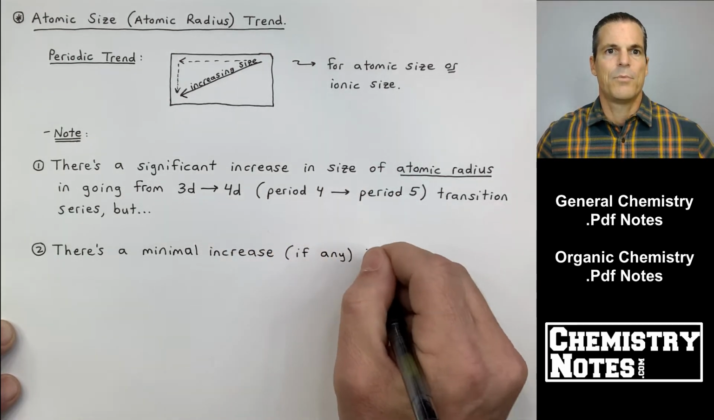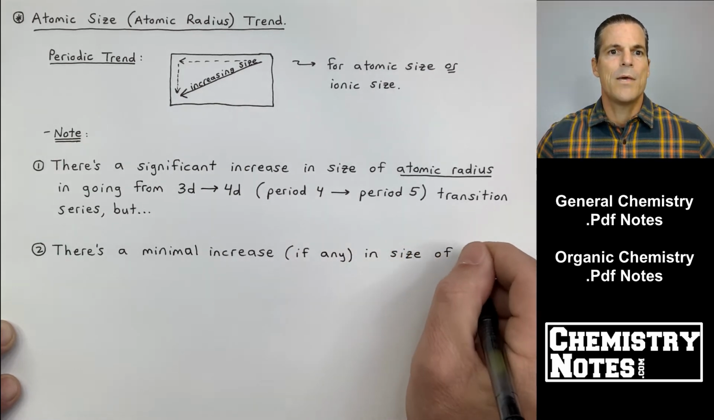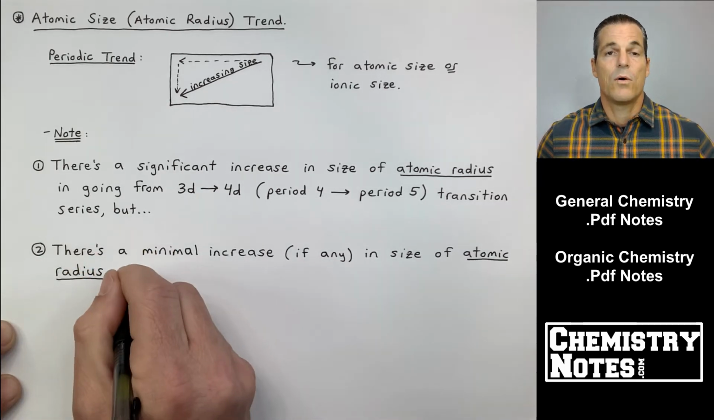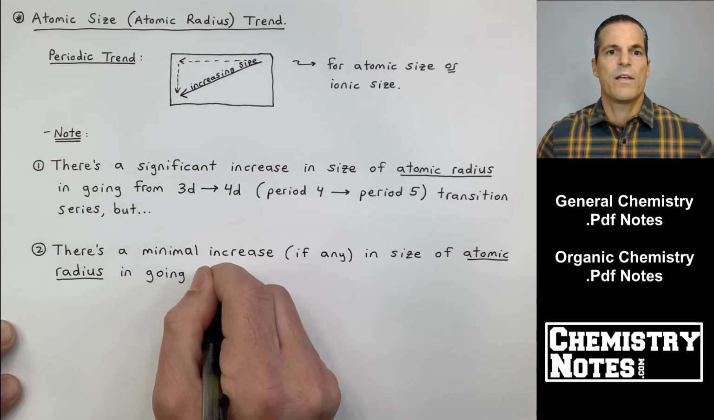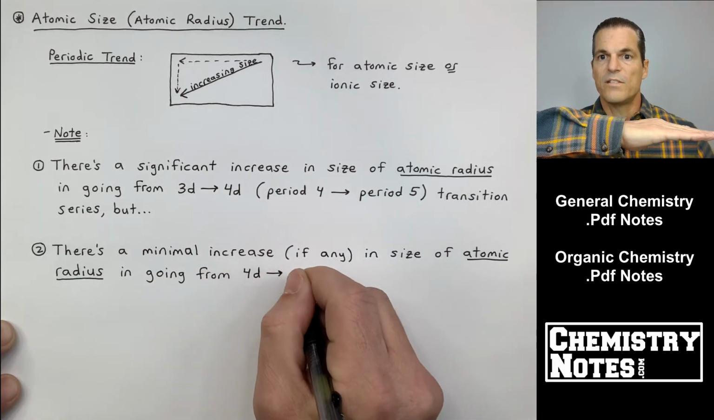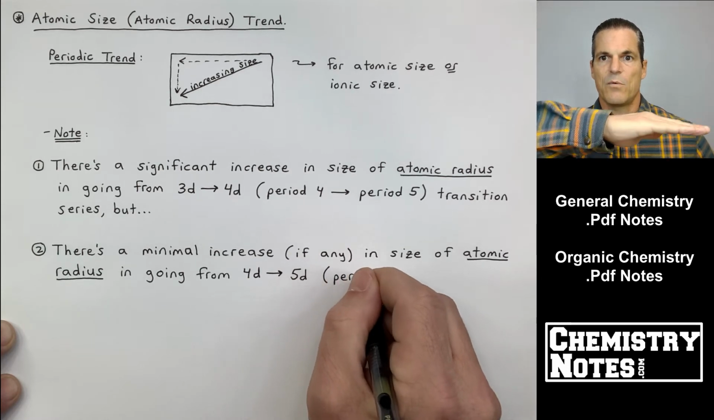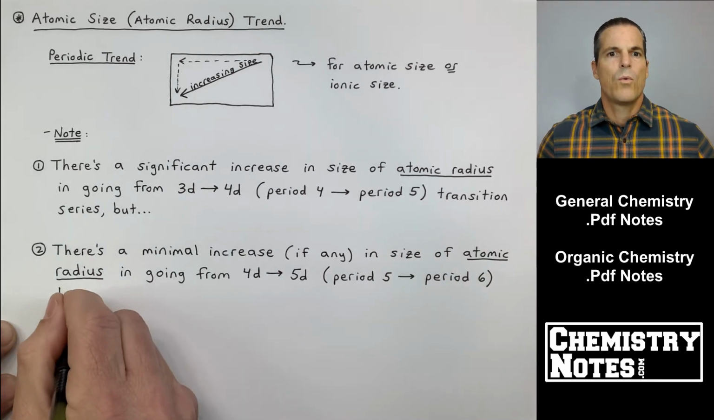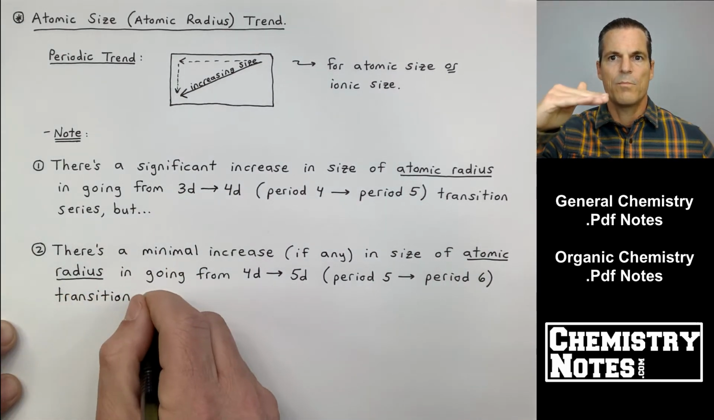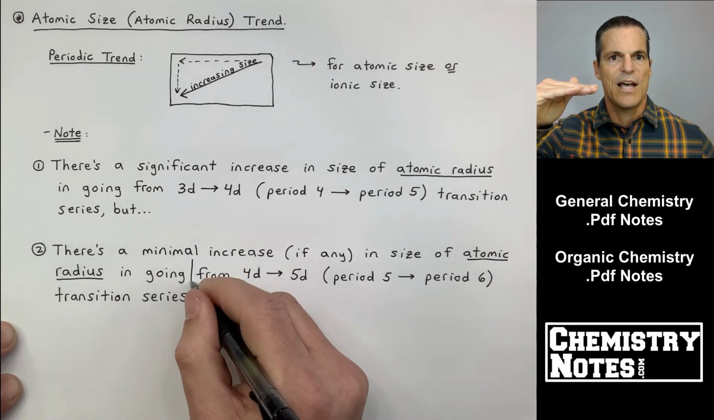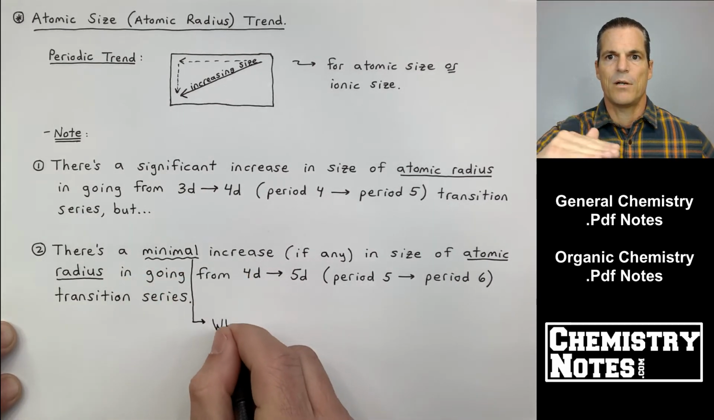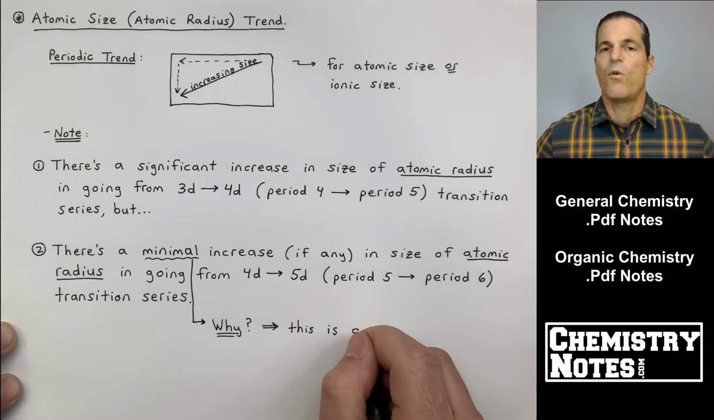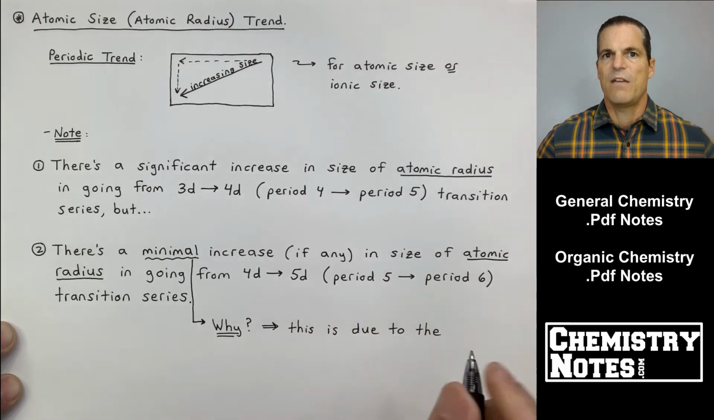But, and this is bullet point number 2 here, there's a minimal increase, if any, in size of atomic radius, or in size of the atom, in going from the 4D to the 5D. In other words, going from period 5 to period 6. So what's happening there? What is the difference in going from period 4 to period 5 with respect to transition metal size versus period 5 to period 6? What's different? Well, what happens in period 4, what happens in period 5, and what happens in period 6?